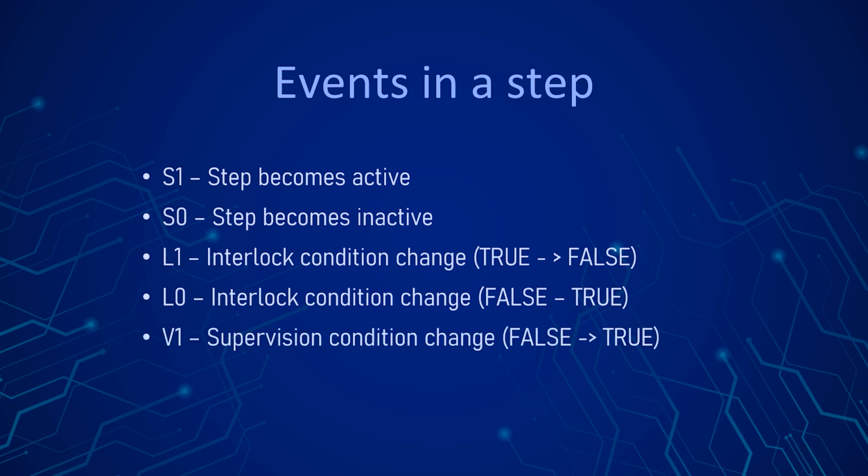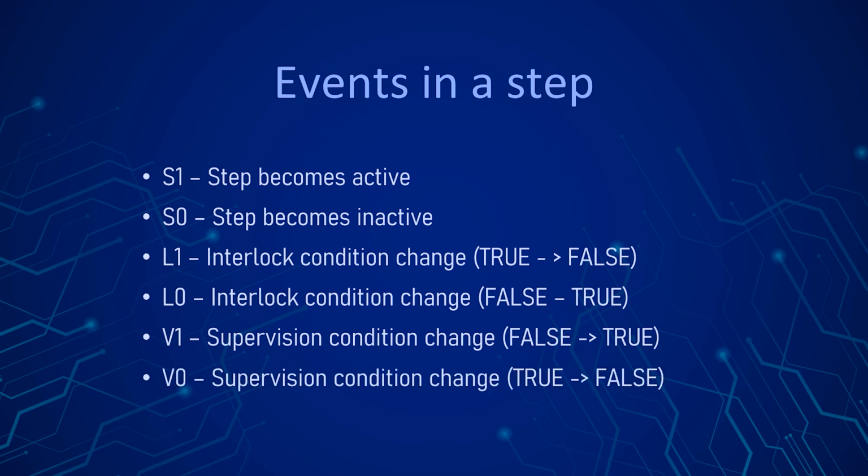Supervision is used for error handling. Supervision also has two events. V1 means that there is a coming error. V0 means also the opposite, that the supervision's condition changed from true to false.